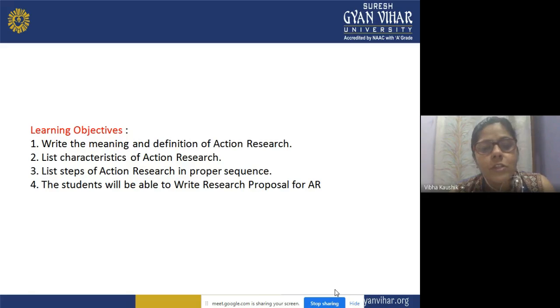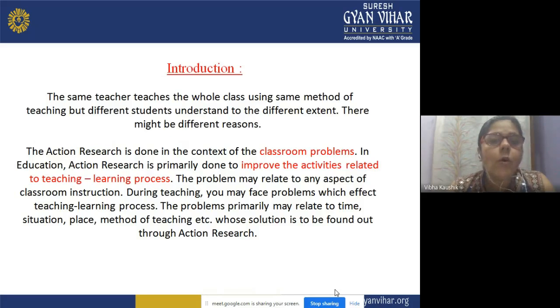List steps of action research in proper sequence. Means they will be able to write the action research steps in a proper sequence. Means after completing this topic you will be able to prepare your action research according to the sequence of steps. The student will be able to write research proposal for AR. AR is action research. Now, introduction.